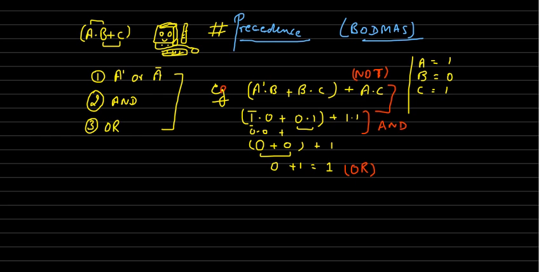So that is it for this one, and in the next one we are going to learn about the Karnaugh map of simplification. So be ready for that one.